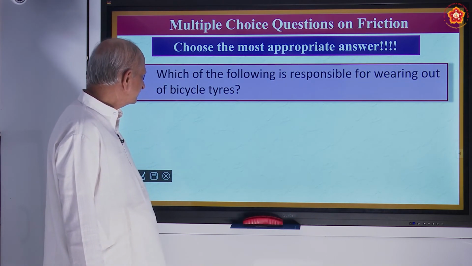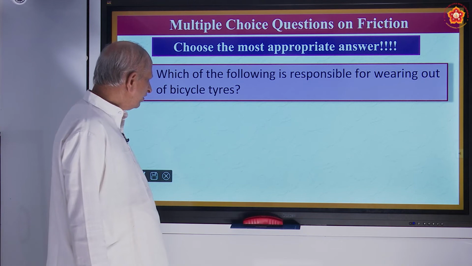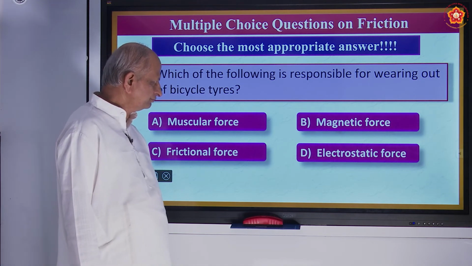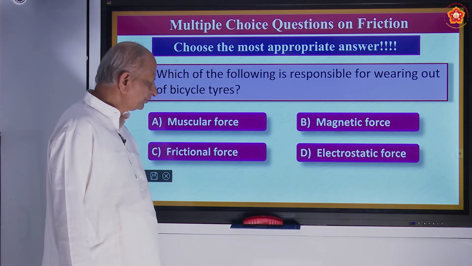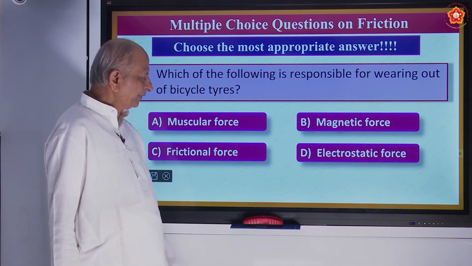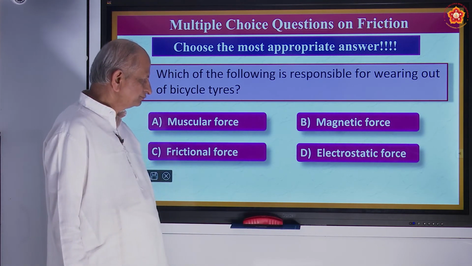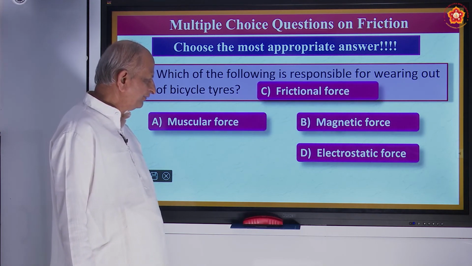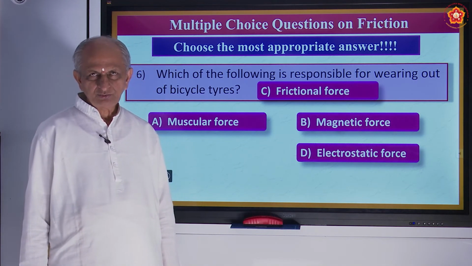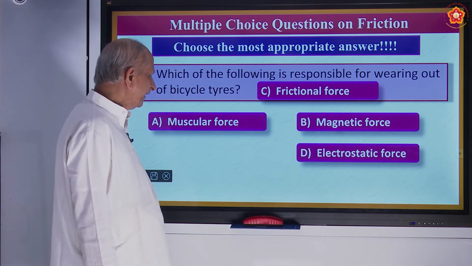And the last question is, which of the following is responsible for wearing out of bicycle tires? Muscular force, magnetic force, frictional force, electrostatic force. Which force is responsible? Wearing out means what? The surface becoming smoother. Okay, the answer is frictional force. Friction between the tires and the floor makes the wearing take place.